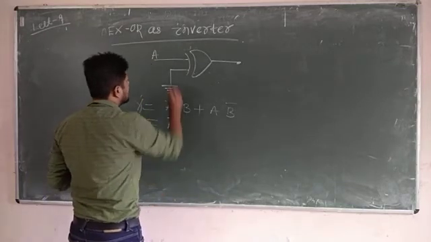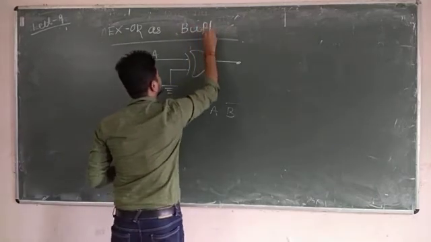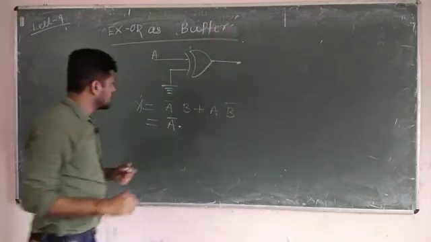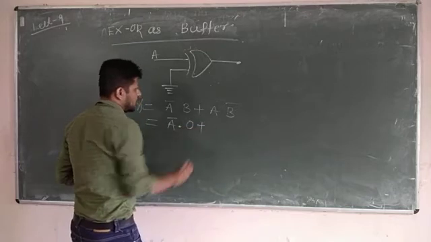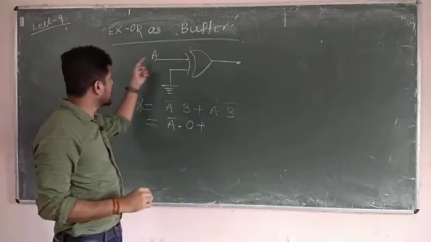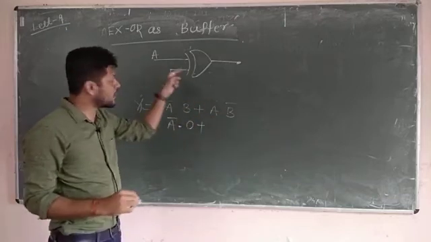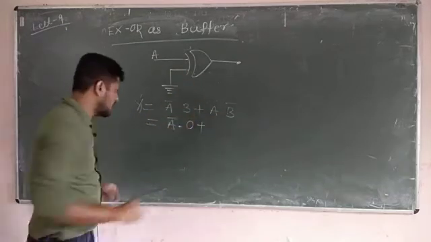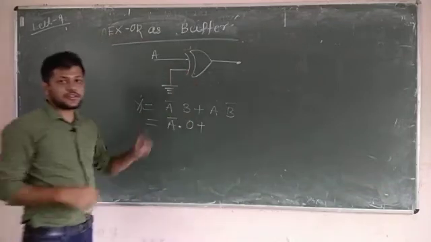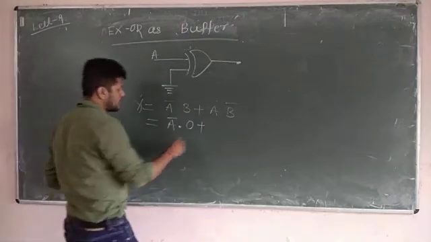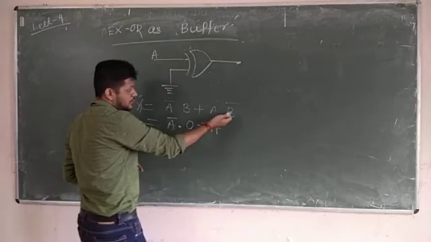So A bar and 0, or A and 0 bar. This is XOR as buffer. Buffer means you are applying input A and you are getting output the same as the input you have applied, but after some time delay. This is actually the circuit for XOR gate acting as a buffer. So A bar and 0, or A, putting B value as 0.